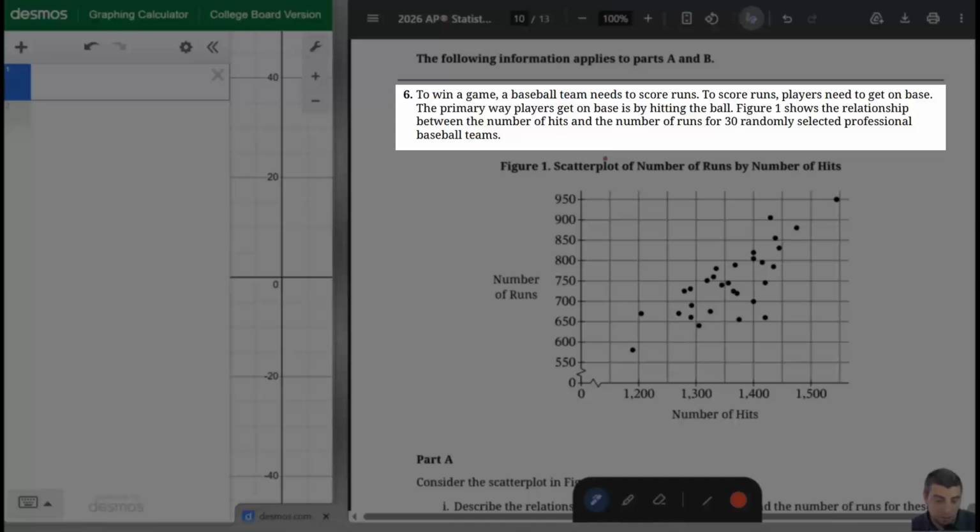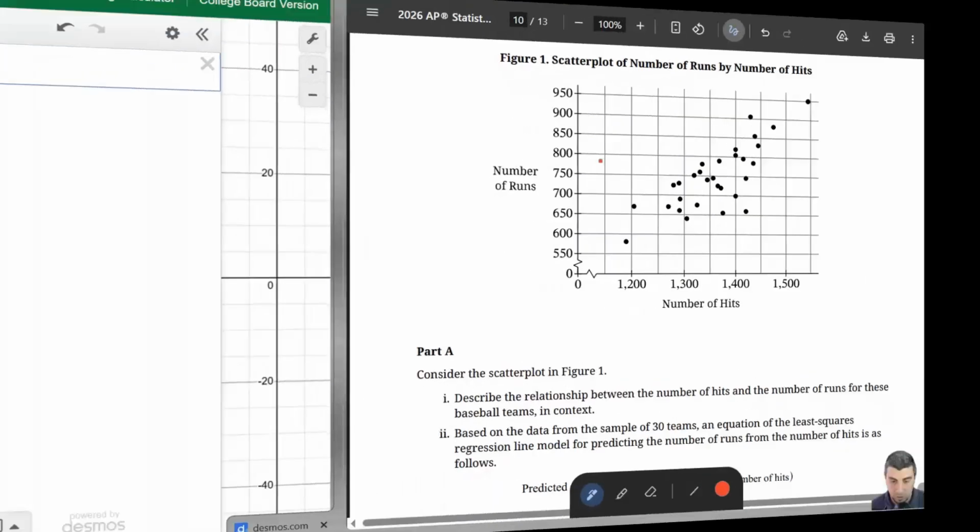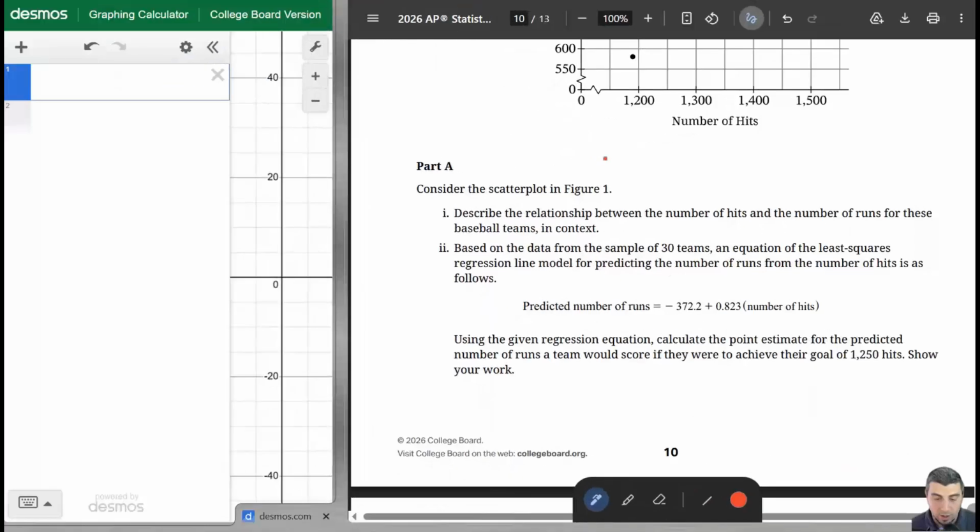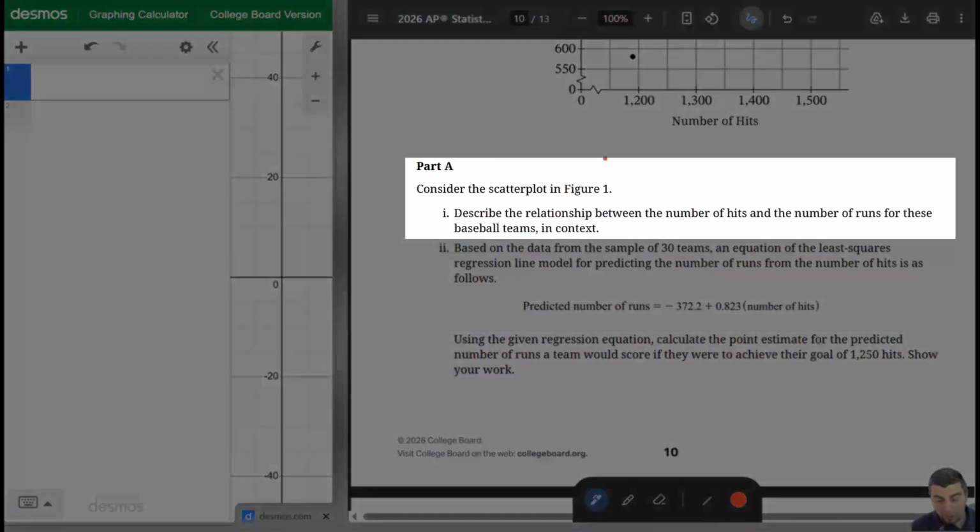Figure 1 shows the relationship between the number of hits and the number of runs for 30 randomly selected professional baseball teams. So here we have the scatter plot. In part 1, consider the scatter plot. In figure 1, describe the relationship between the number of hits and the number of runs for these baseball teams in context.